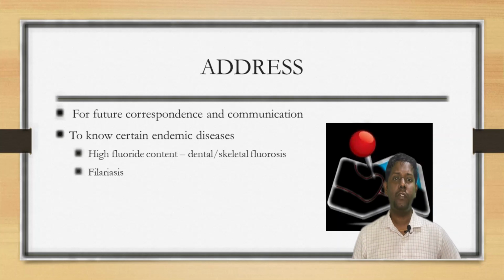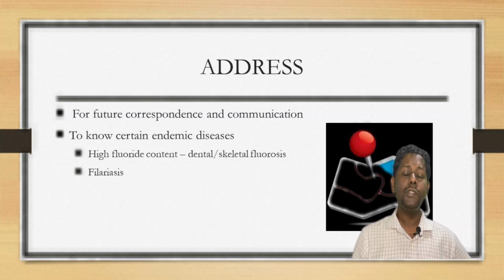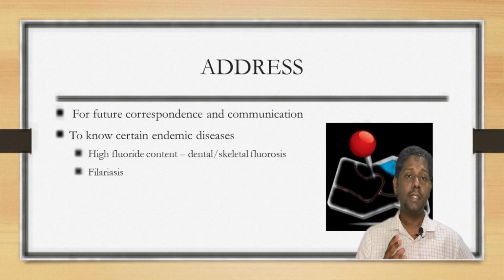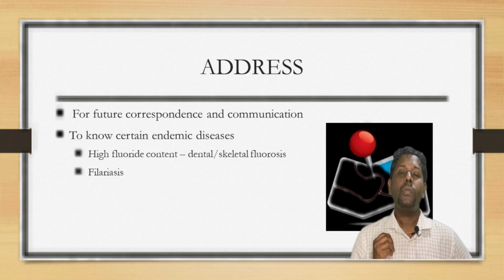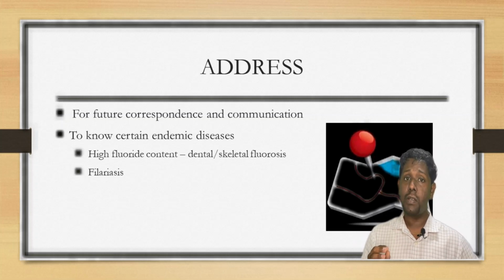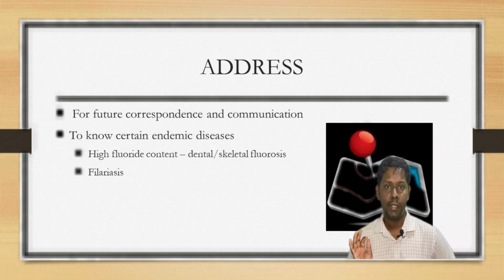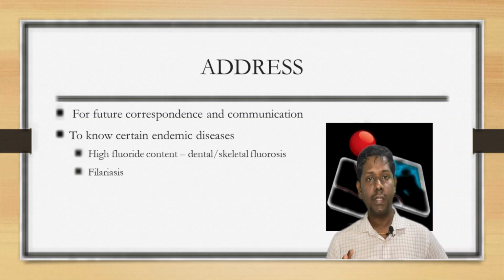Coming to the next demographic data, that is address. Why are you going to ask the address as well as the contact number of the particular patient? It is for future correspondence as well as communication. So why do you want to know the address or the nativity of the patient? Because we all know what is endemic or endemicity: the constant presence of a disease or agent in a particular location. The common example for endemic is dental or skeletal fluorosis. Because as you know, fluorosis is an endemic disease.